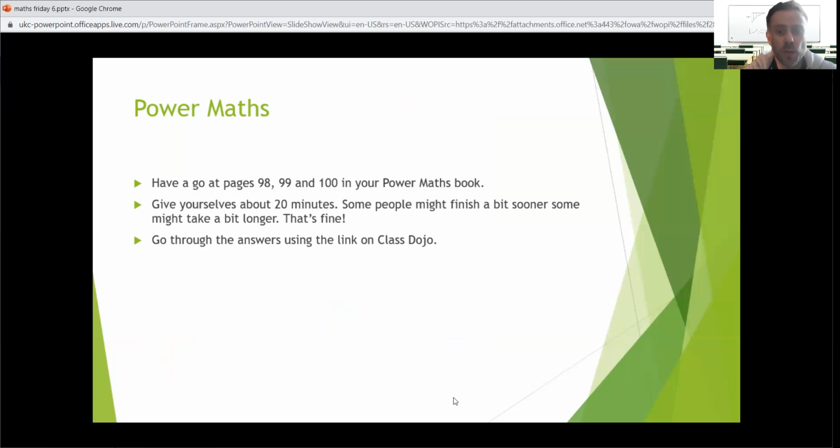We're doing well with our measurement. Hopefully it will continue. It is happening again next week. We'll be doing some more work on measurement, a bit about adding lengths, subtracting lengths, and a few problems as well. So that's something to look forward to next week, a little bit more measurement maths.